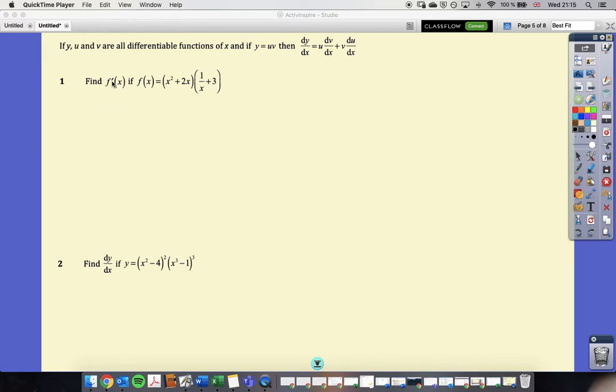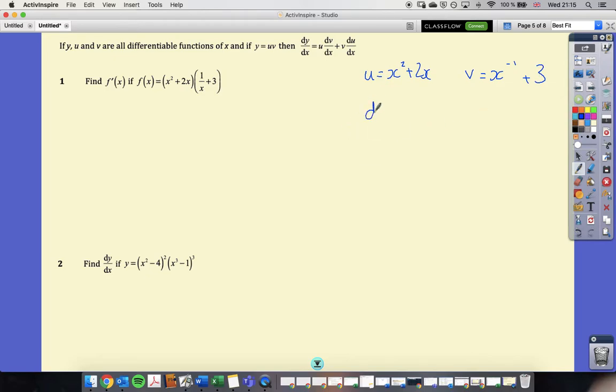So this first one, we're using function notation. We've got a product here, so I'm going to have u, my first bracket, x squared plus 2x. I'm going to have v as my second. I'm going to change that 1 over x, I'm going to write it in index form, because it will make finding the derivative a little bit easier. So, finding derivatives, these are nice, straightforward things to be finding derivatives of.